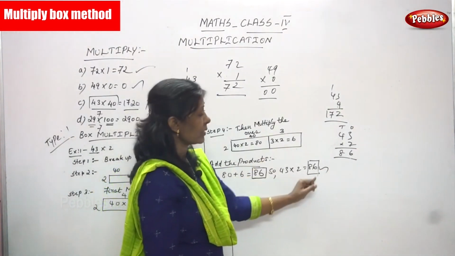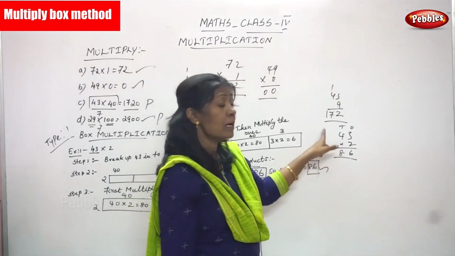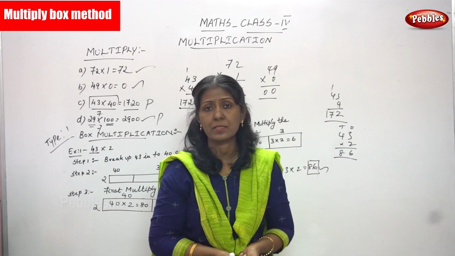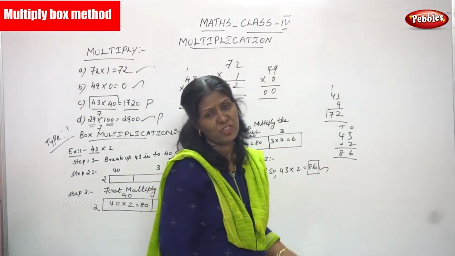So 43 into 2 is 86. This is the normal multiplication also. I have done it, so you can compare both and you get the same answer. So this is the box multiplication method.